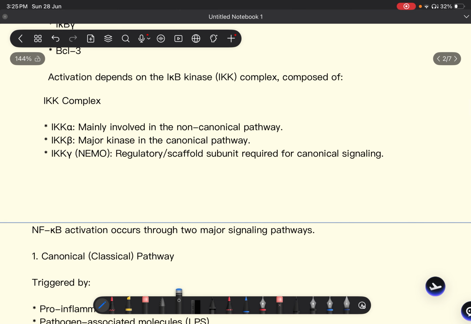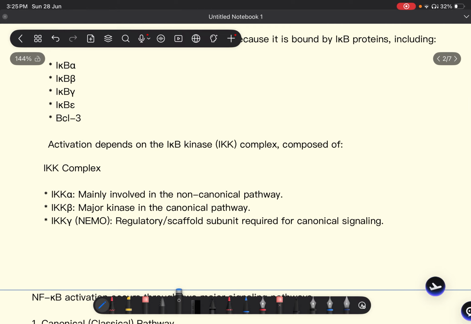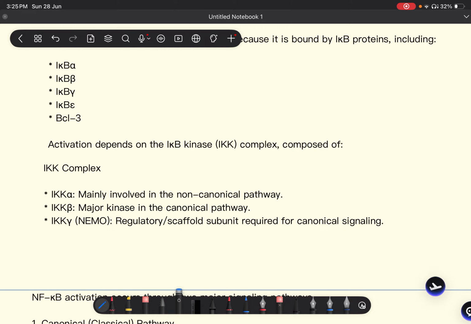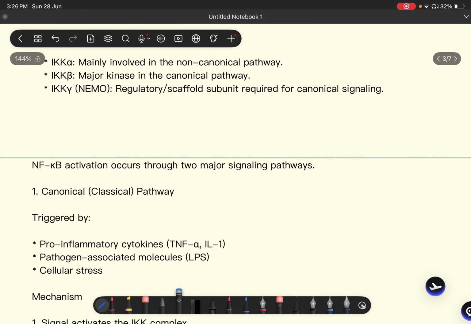So this is IKK beta. It is a major kinase in the canonical pathway, and this is very important. IKK gamma. Now, why? Because it is a regulatory scaffold subunit which is required for the canonical pathway. So it's basically a scaffold. So it will keep the complex in a bound form.